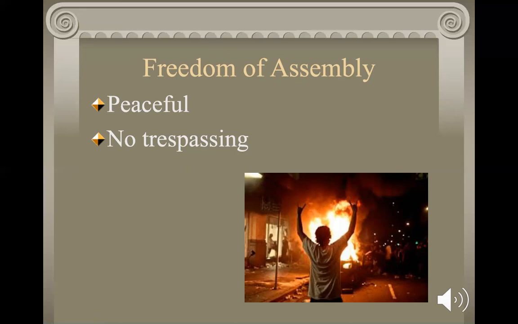So again, you cannot break the law. Of course, there's also no trespassing. In some recent marches that we've seen, there have been blocking of freeways. Again, that is not allowed by law. So if you are going to assemble, which you do have the right and the freedom to do, it has to be peaceful. There's no trespassing. And if you break the law while you're doing it, you can be charged and prosecuted for that crime.